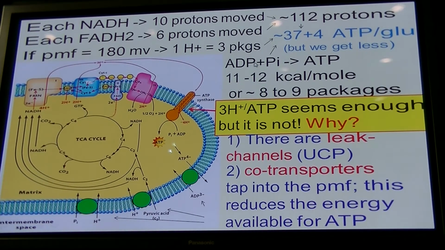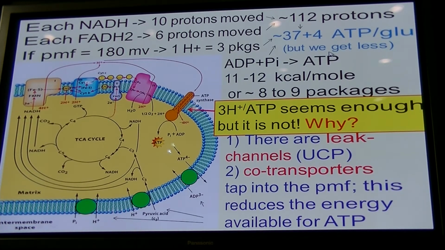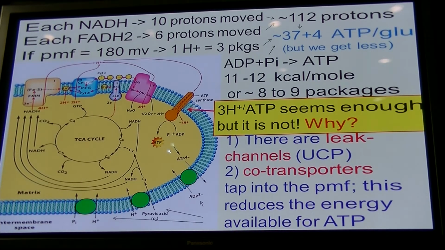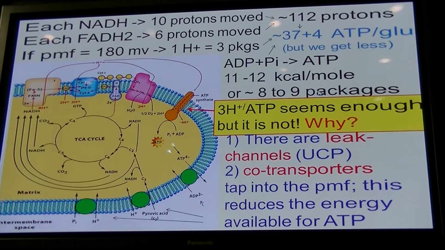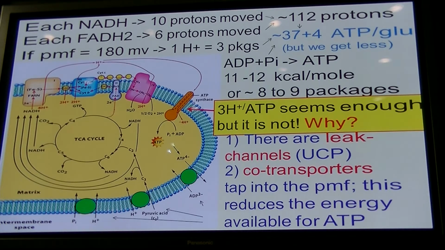Now, how much does it really cost the cell to make ATP from ADP and Pi? There's a standard Gibbs free energy of 7.3 kilocalories per mole, but because in the cell there's an ATP over ADP ratio that is between 100 and 1,000, a very good estimate is 11 to 12 kilocalories per mole, and that equates to 8 to 9 standard packages, with the standard package of energy being 1.4 kilocalories per mole.